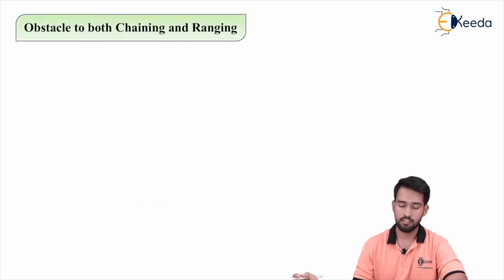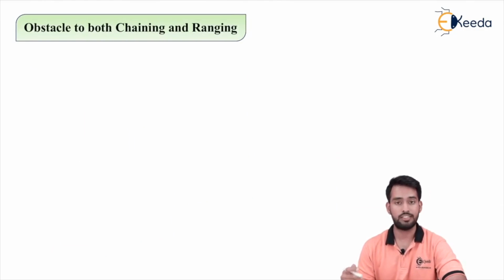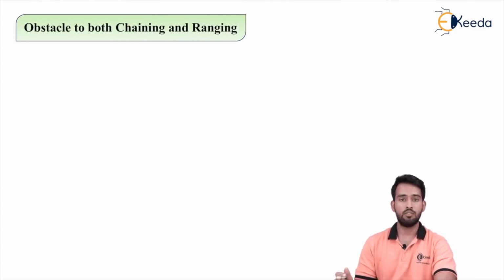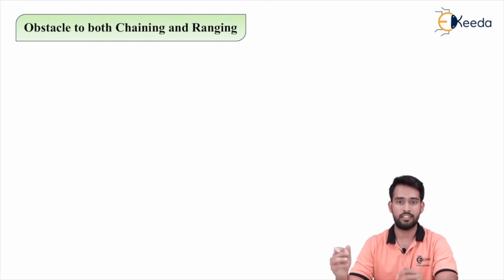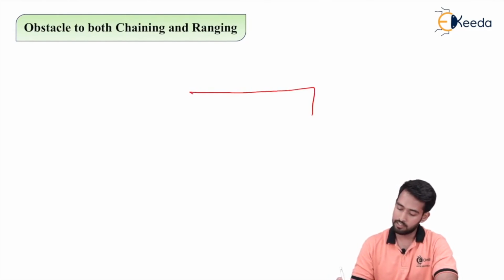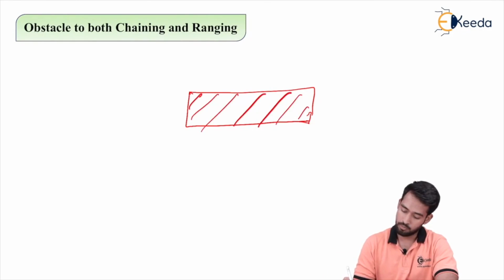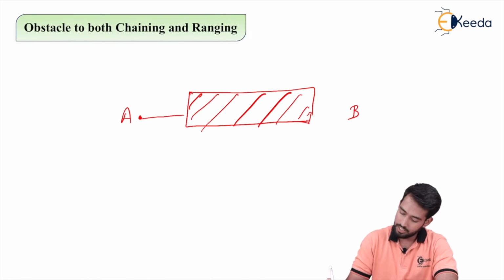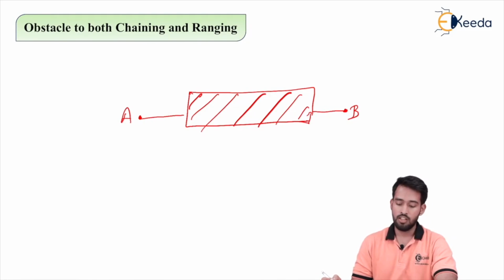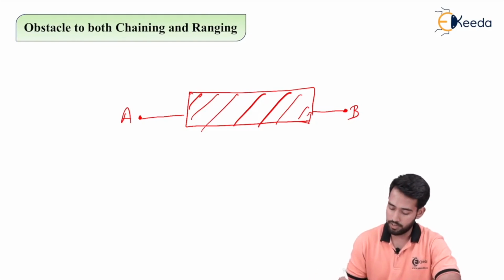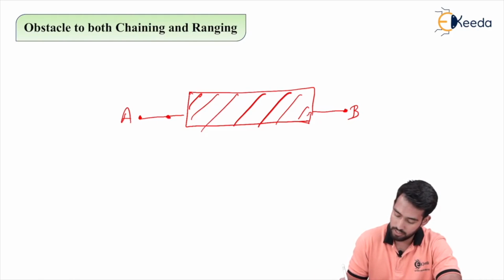Now the third part, the last part, is an obstacle to both chaining as well as ranging. Now what is an example of such a type of obstacle? It is a building or an object in the center. Let's consider it as a building. There is a building between two points. Let your points be A and B, which we actually have to range and chain. Now what will you do? We will establish intermediate points. So I am establishing one intermediate point C and another D.